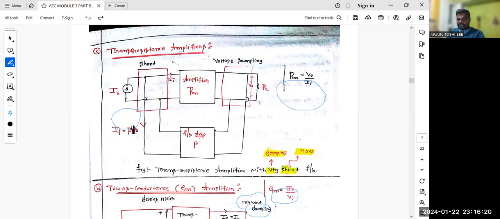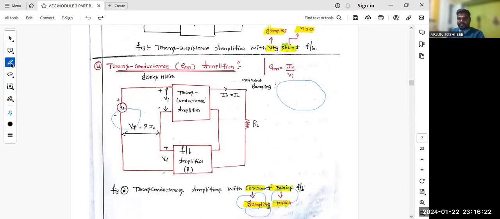Transconductance. What is the equation for transconductance? Gm is equal to output divided by input, here current divided by voltage: output current divided by input voltage. Input current is nothing but mixer. Mixer is in series. Current is in sampler, so that should also be in series. Mixer in series, sampler in series. This is what we need to draw.